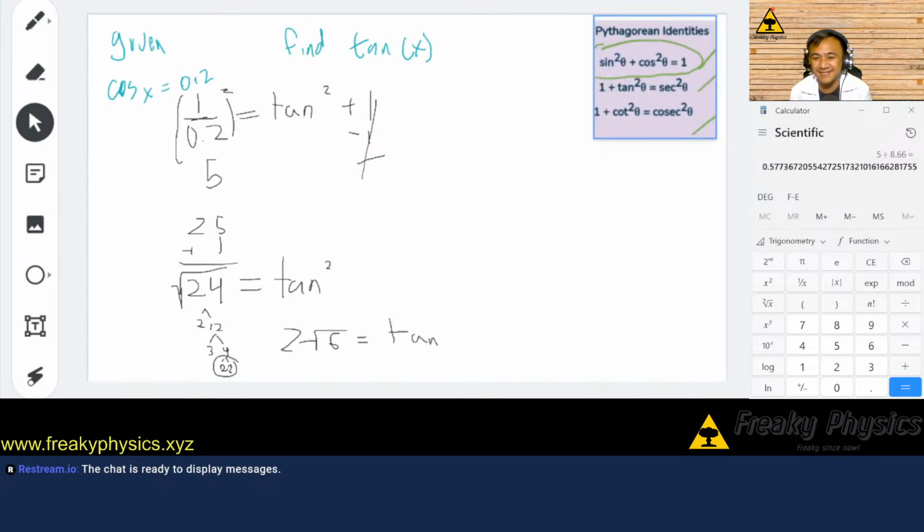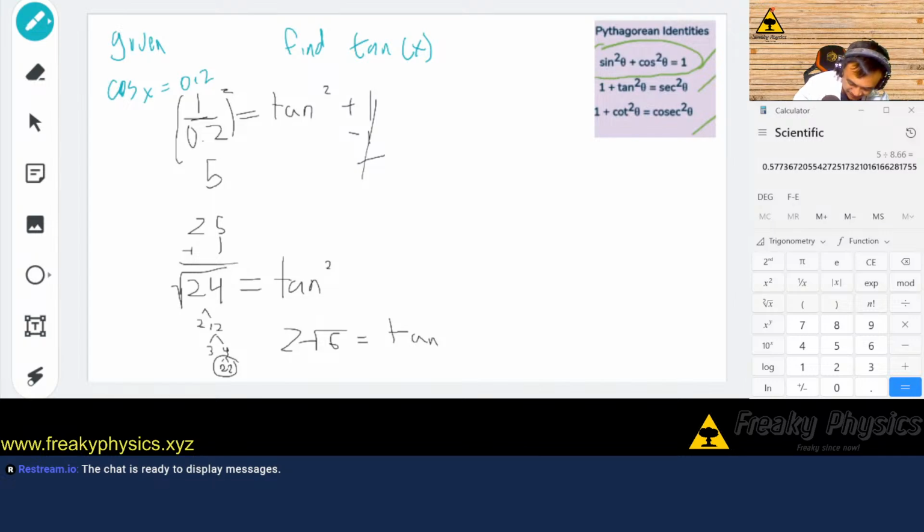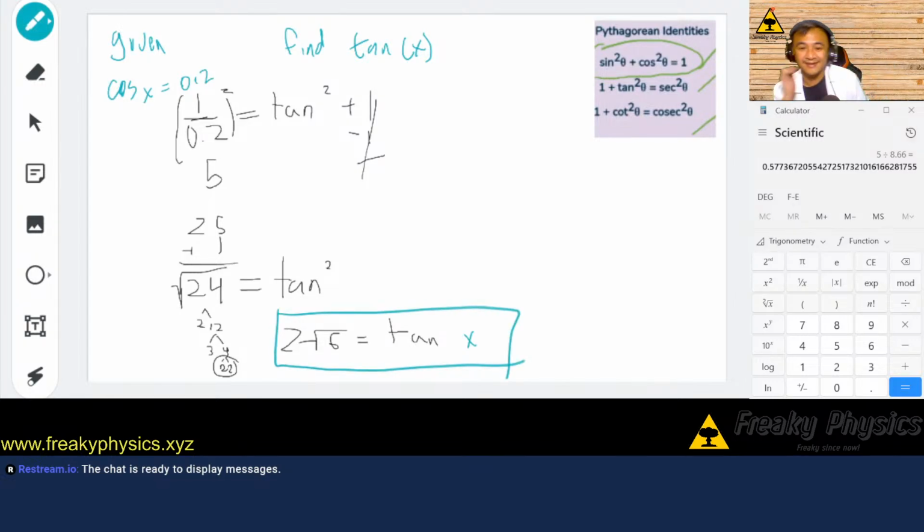I got stuck at the beginning. You got really excited on that one. I just like knowing I know stuff. All right, let's just box that and say that's tangent x. Right? Done. I just got a little confused at the beginning because I'm like, what do I do?